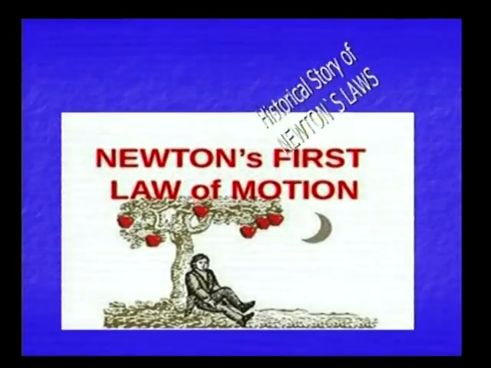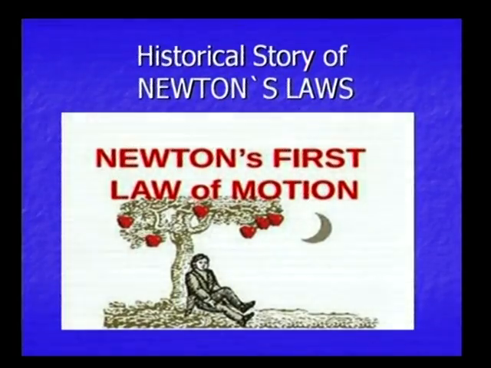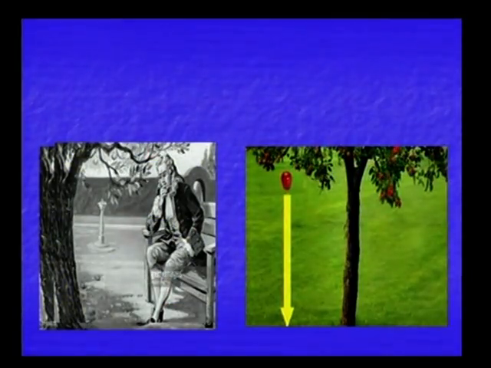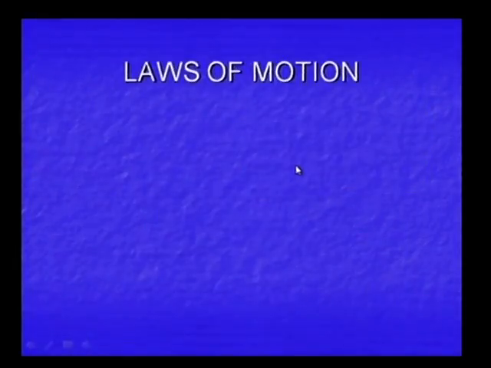Okay friends, now let's see a historical story of Newton's laws. See the slide once. Daily Newton used to roam in the forest. One day he went to the forest and sat under an apple tree. Then suddenly an apple fell from the tree onto the ground in front of him. Then Newton saw that apple and he was thinking why this apple fell onto the ground, why doesn't it go up? He was thinking about that, and finally he proposed the laws of gravitation and also laws of motion.